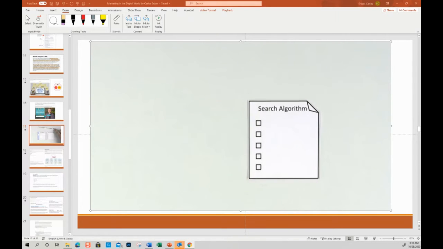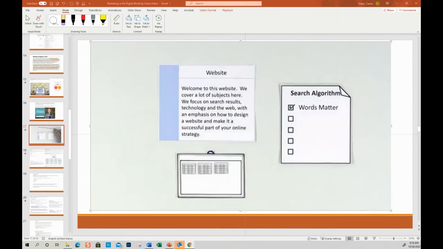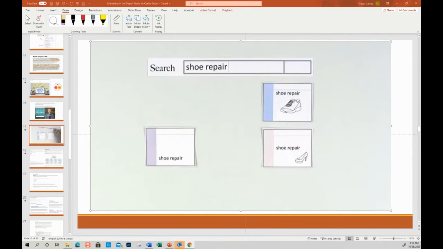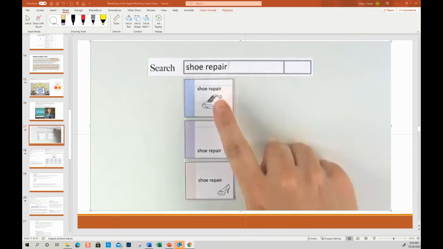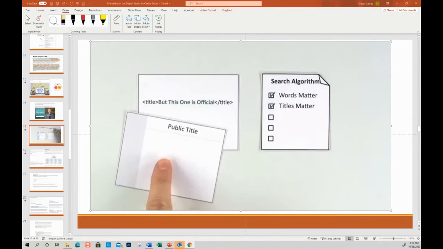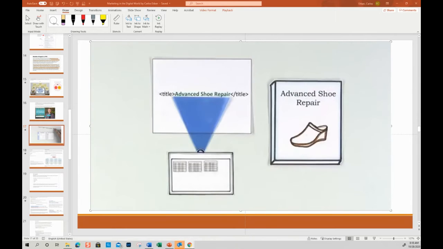As it turns out, most of the big ingredients are known. Let's take a look. First, words matter. Search engines account for every word on the web. This way, when someone searches for shoe repair, the search engines can narrow results to only the pages that are about those words. Second, titles matter. Each page on the web has an official title. You may not ever see it because it's in the code. Search engines pay a lot of attention to page titles because they often summarize the page like a book's title.